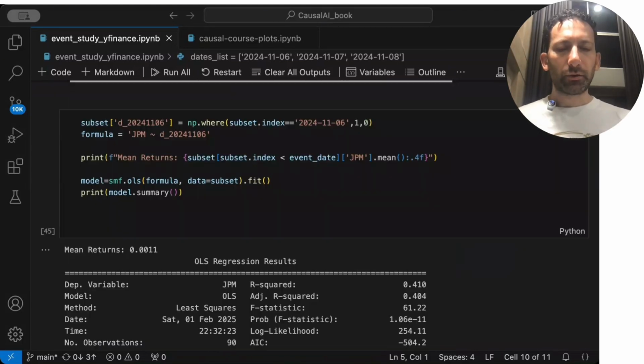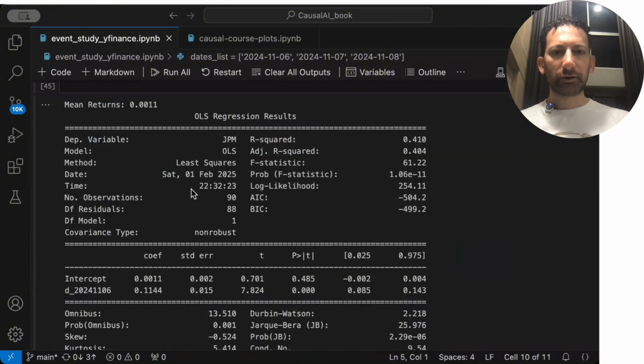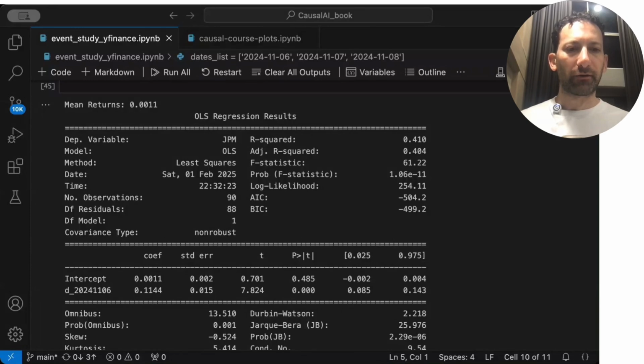So the first thing that we can do is just run a simple regression of JP Morgan daily returns against an indicator, a dummy variable for that event day, and a constant which will pick up the average daily return. And sure enough, you can see that the average daily return is 0.1%. And when we run the regression, that is exactly the intercept. And then the excess returns on the day is 11.4%. So 11.4 plus the 0.1, you get 11.5.